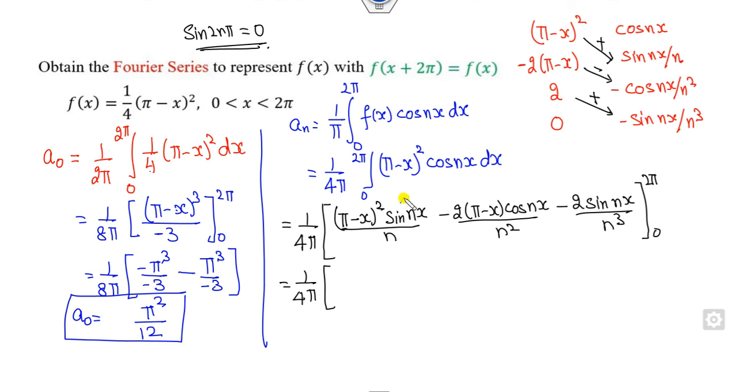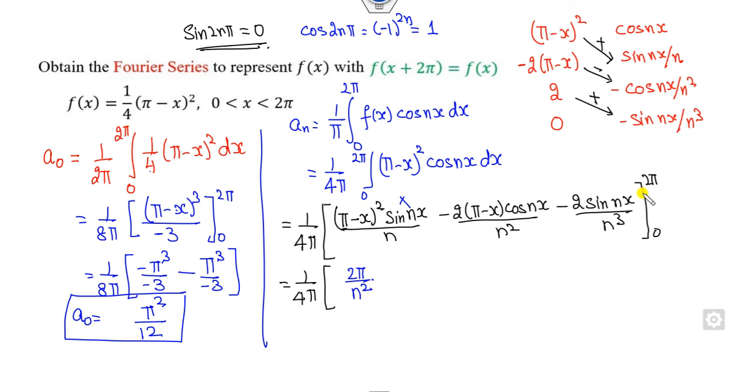Fine, so this part will be 0. Cos 2n pi, what is cos 2n pi? It is minus 1 raised to power 2n, which is always 1. So if I substitute here, pi minus 2 pi is minus pi, minus minus plus, 2 pi into n square, and this number is 1.